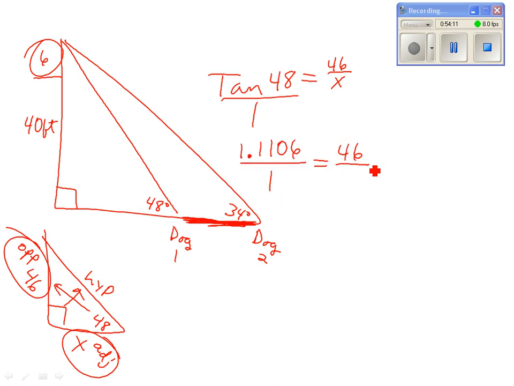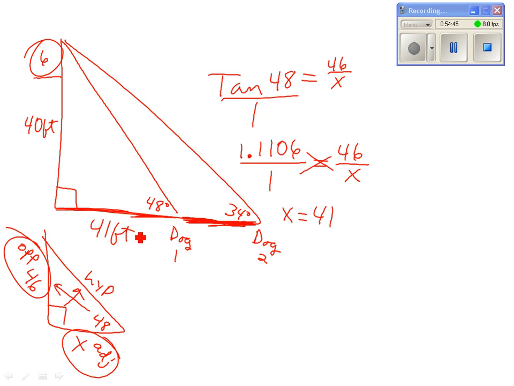46 over X. Remember, you just hit tan 48 and cross multiply, so I don't have to write all this out. 1 times 46, so take 46 and divide it by 1.106. What do you get? 41. Yeah, because you round up in there. So 41 feet. From the bluff to the first dog is 41 feet.